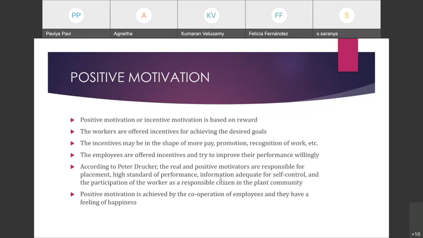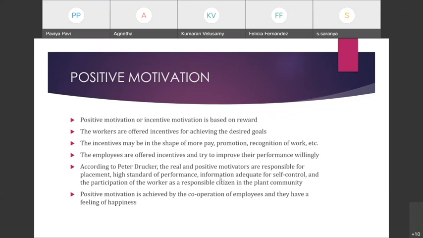Someone is working in an organization, and when that person is receiving a lot of bonuses, incentives, appreciation, promotions, hikes in salary, when all this is happening, then they are going to have positive motivation because they are receiving some kind of reward. That's why positive motivation is otherwise known as incentive motivation, because it is based on the reward system.